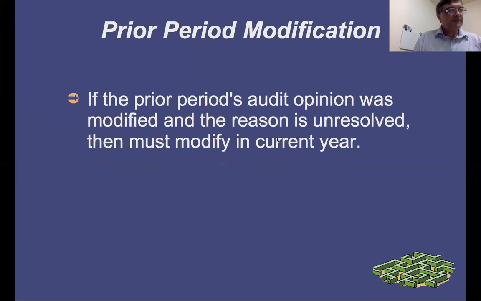Okay, so prior periods. Now this is something that a lot of auditors overlook. Fortunately, it doesn't happen often, but if last year we had a modified audit opinion and the reason is still unresolved, then we must modify in the current year. Even so, as I say, it doesn't happen very often because normally these things get resolved, or it's something like a totally unauditable income stream, which applies year after year.